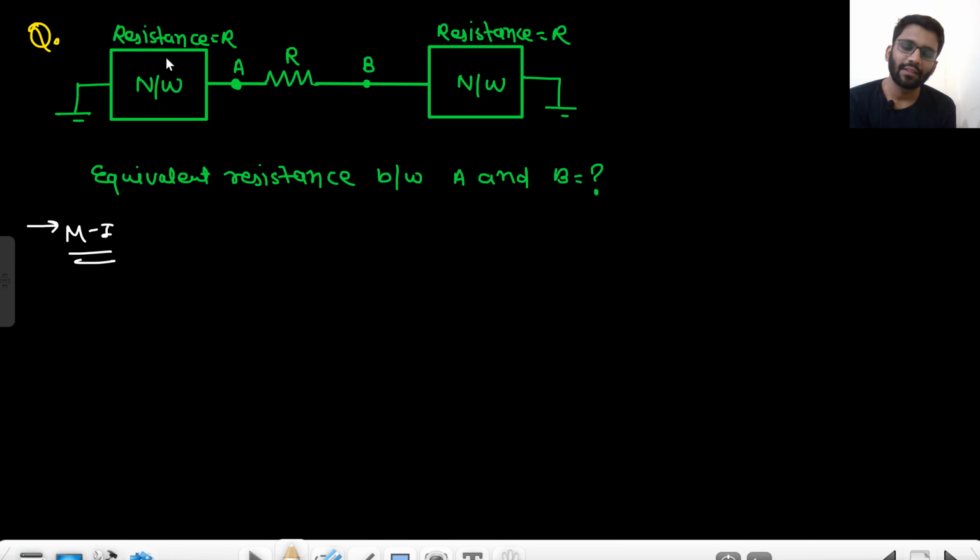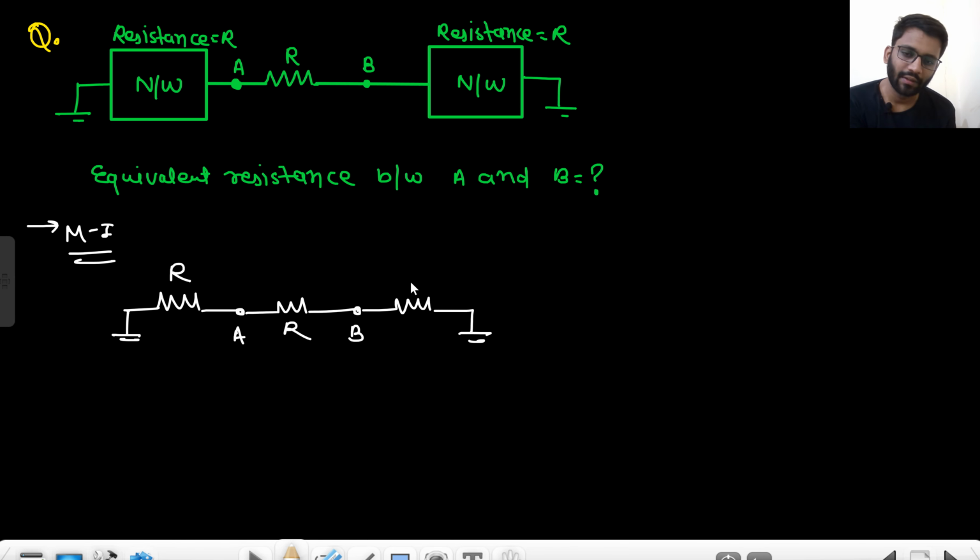So this is a network that has an equivalent resistance of R and this is a network that has an equivalent resistance of R. Now you need to find the equivalent resistance between A and B. So what you can do, just replace that network with the equivalent resistance of R. Here we have ground, here you have A, here you have R, this is B, then you have R and then you have ground, right? So between A and B, what you have? Between A and B, there is a resistance R. From A to ground, there is a resistance R. And then from ground to B, there is a resistance R.